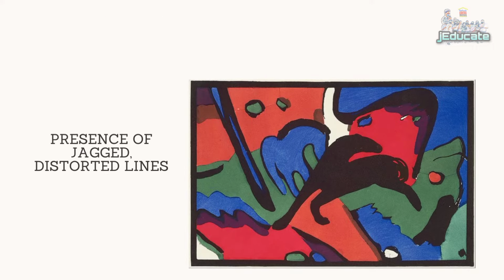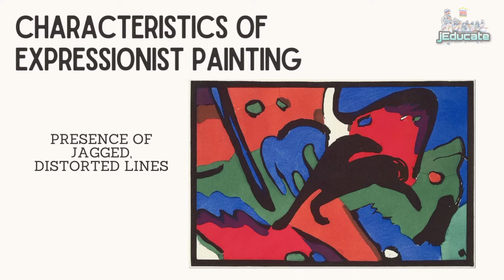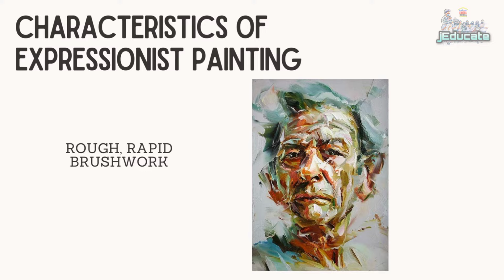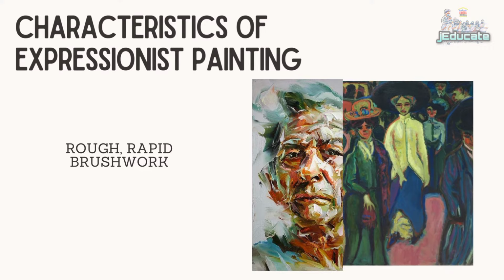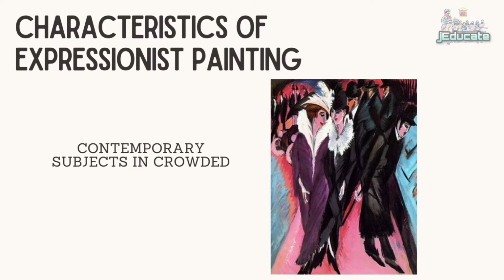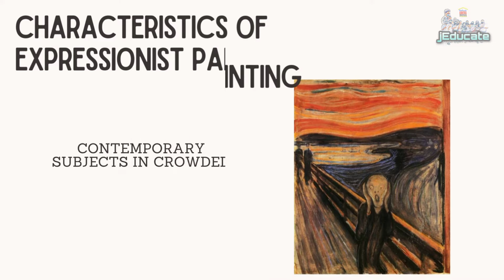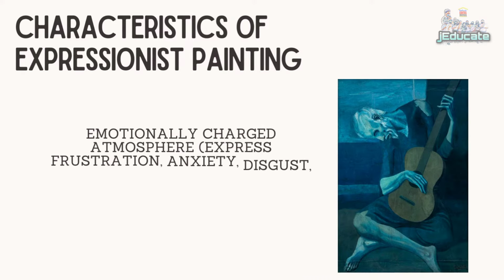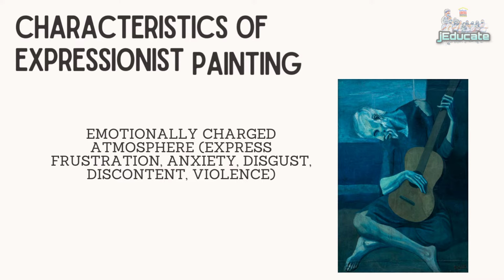Characteristics of Expressionist painting. Presence of jagged, distorted lines. Rough, rapid brushwork. Jarring colors to depict urban street scenes. Contemporary subjects in crowded, agitated compositions notable for instability. Emotionally charged atmosphere. Express frustration, anxiety, disgust, discontent, violence.